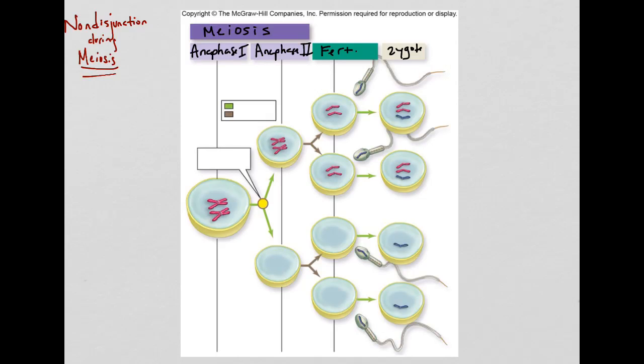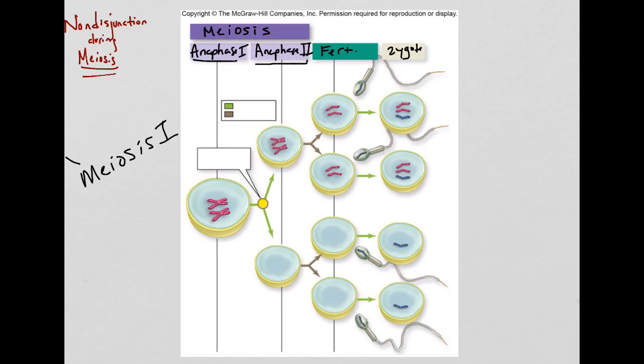All right, so this whole process is showing meiosis and fertilization, and the two phases where the chromosomes separate are anaphase 1 and anaphase 2. So this first slide that we're going to look at, and then we're going to go to the next page, is going to look at what happens when there's a failure of chromosomes to separate during meiosis 1.